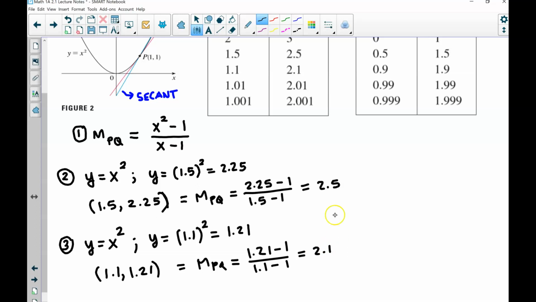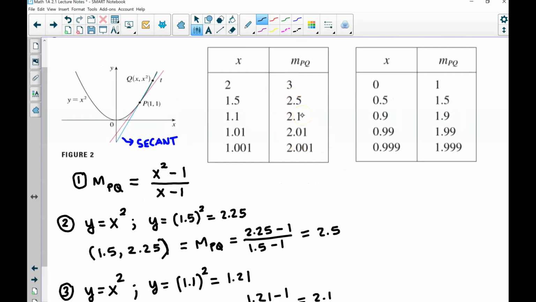So you can see here that that's how we're determining the slope. When we plugged in 2 for x, we get an output, and that allows us to see the slope when it's at 3. Then at 1.5, it decreased to 2.5. At 1.1, the slope decreased to 2.1. At 1.01, it decreases to 2.01, and at 1.001, it decreased to 2.001. So you can see here that as we pick a value for x closer and closer to 1, the slope is getting closer and closer to what number? 2. Because it's going from 3, 2.5, 2.1, 2.01, and 2.001.